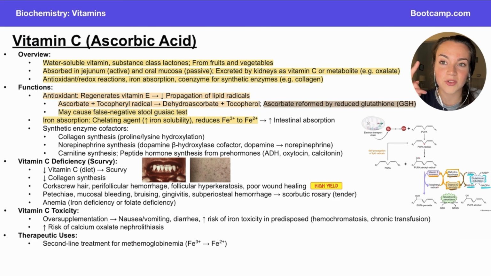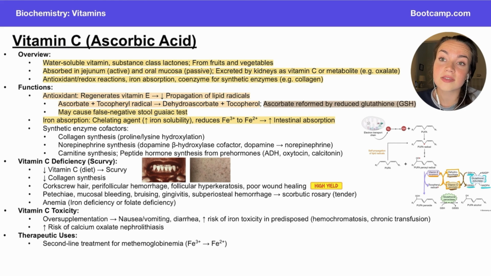And if you ever forget the difference between ferric and ferrous, I remember in the word ferrous, it ends in OUS, and so the rhyme I remember is OUS is less. So that's the 2+ form. But at any rate, by favoring the ferrous form of iron, we're going to promote intestinal absorption of iron. So that's another perk of eating your fruits and vegetables.